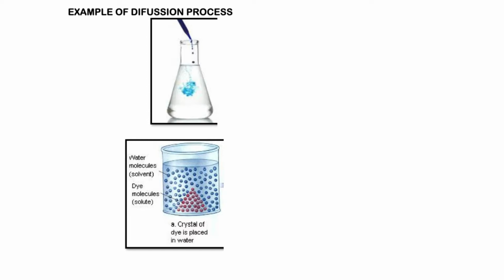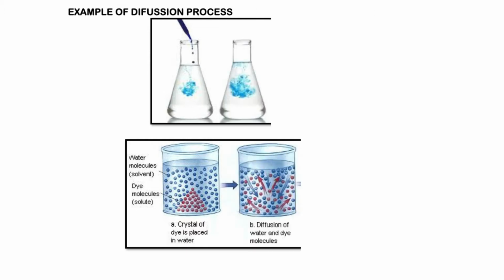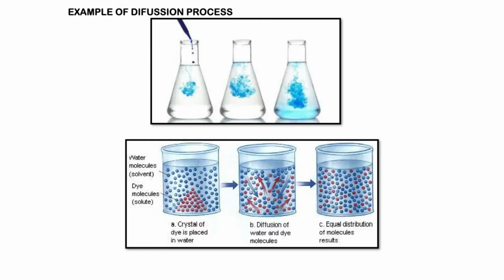This is an example of the diffusion process. What happened in the first figure? We have water molecules as a solvent in a conical flask. Then a crystal of dye is placed in the water. Next, the diffusion of water and dye molecules occurs. Lastly, water and dye molecules are in equilibrium, meaning the distribution of these molecules is equal.